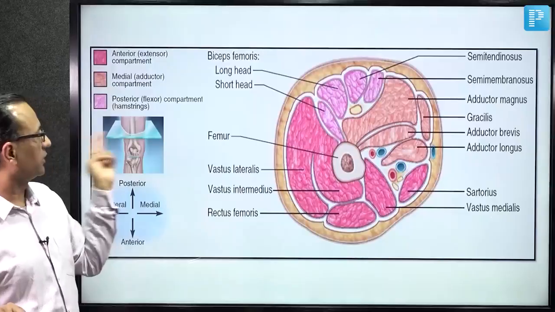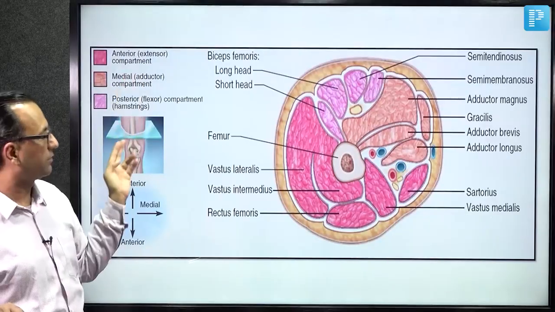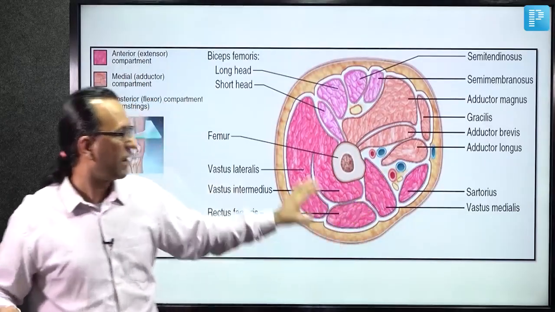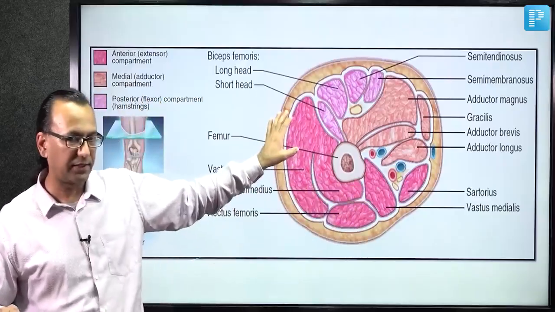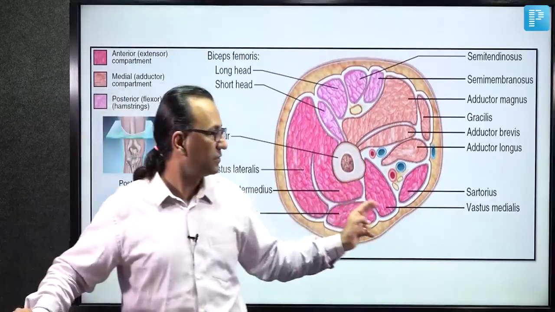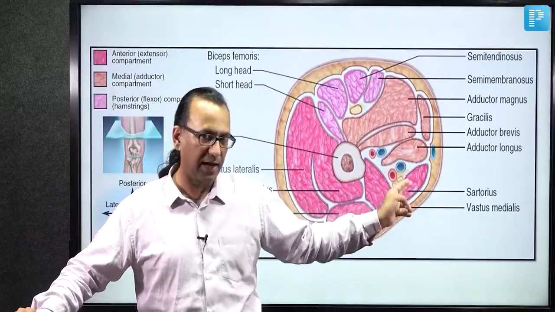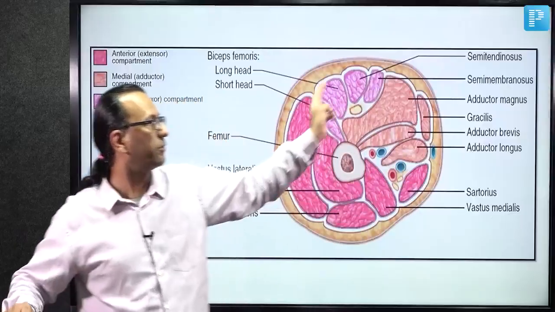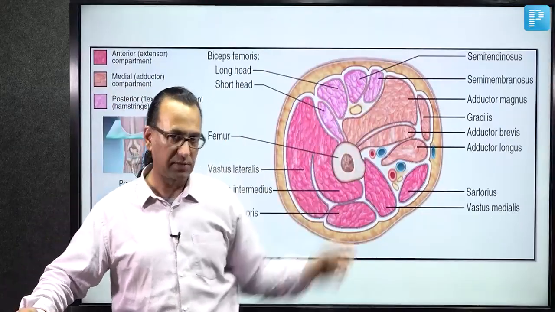As we take a transverse section of the right thigh, you will find there are three compartments, as we already mentioned. Anteriorly, we have the quadriceps femoris, one rectus and three vasti muscles. When it comes to the medial thigh, there are the adductor muscles, and when it comes to the posterior thigh, there are four hamstring muscles.